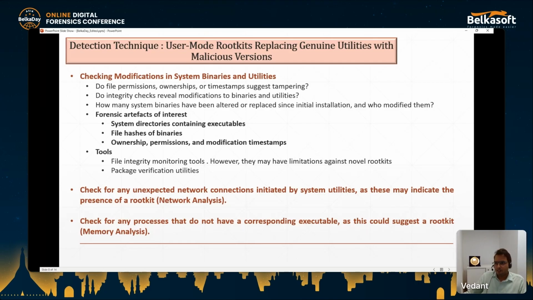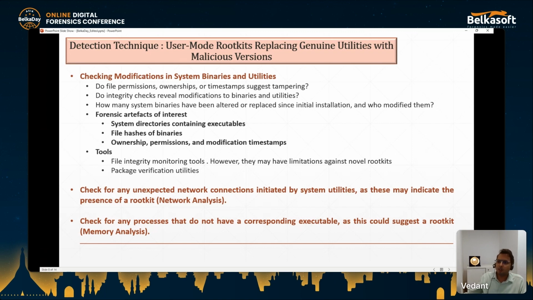Like I mentioned, system utilities like ls or netstat usually do not make network connections, or the network connections are known. So we have to pay close attention to network connections, whether any unusual connections are initiated by system utilities, and this can be a red flag and an indication of a rootkit. And during memory analysis, we have to identify any processes that don't have a corresponding executable, and that can also suggest the presence of rootkits.